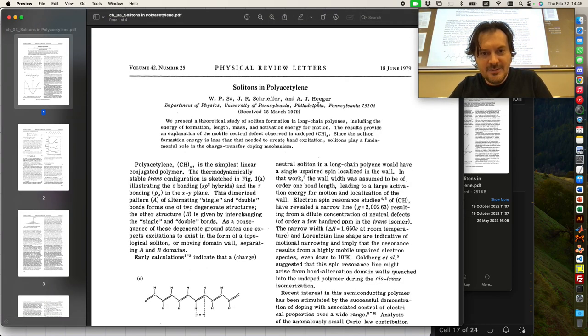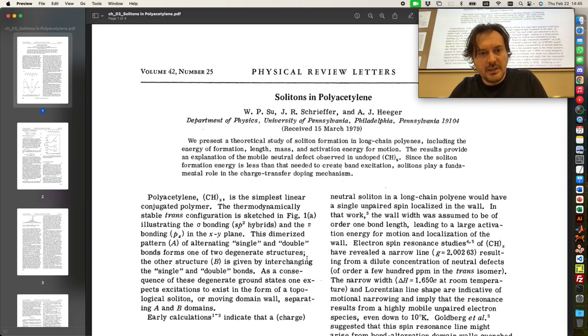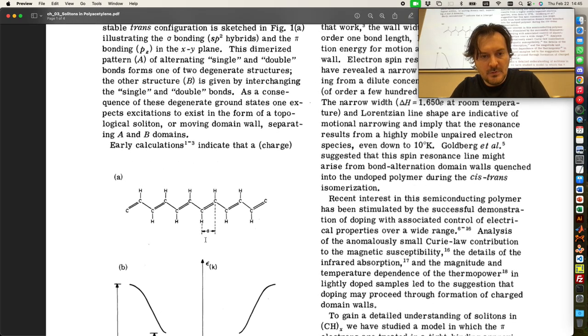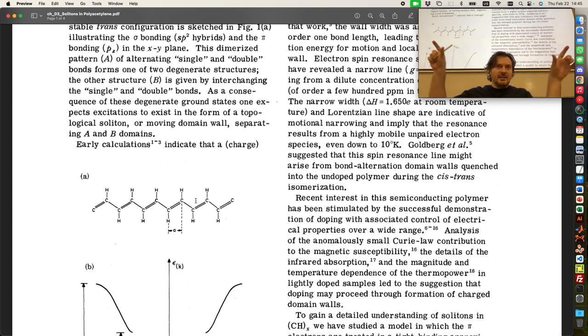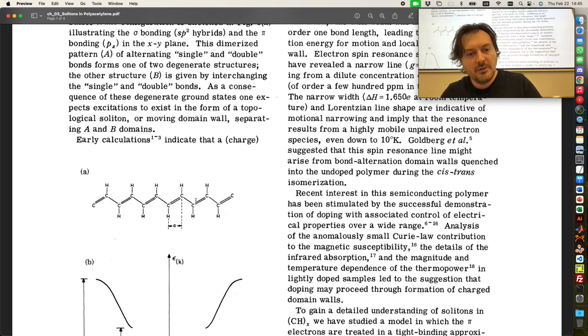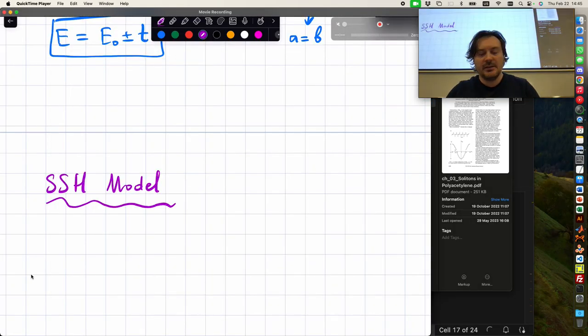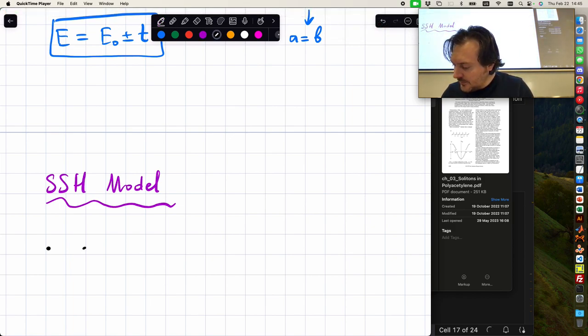So, the SSH model, okay? It's basically this paper where they are looking at acetylene. So you can have double bond, single bond, double bond, single bond, carbon chain. And you can either terminate, the last ones can be either double bonds or single bonds, and it will matter. But for now, let's consider an infinite chain like this. So we are imagining carbon atoms that go on forever, but double bond, single bond, double bond, single bond kind of thing. So let's call this one T1, the interaction, the hopping, and this one T2, okay?